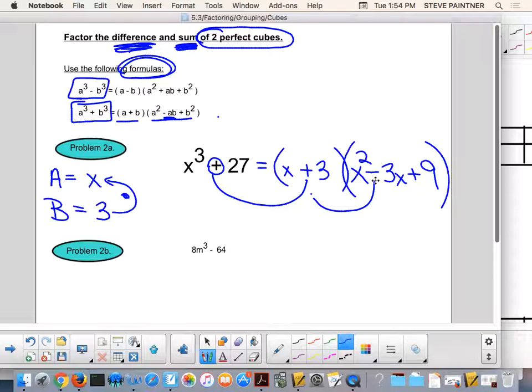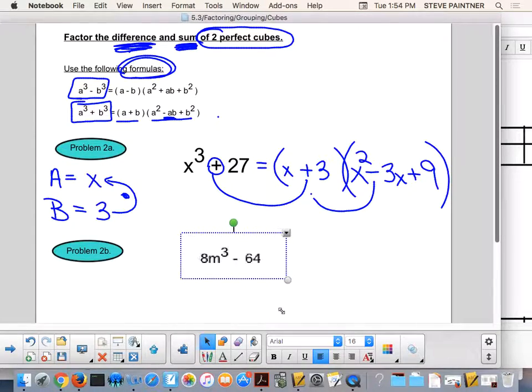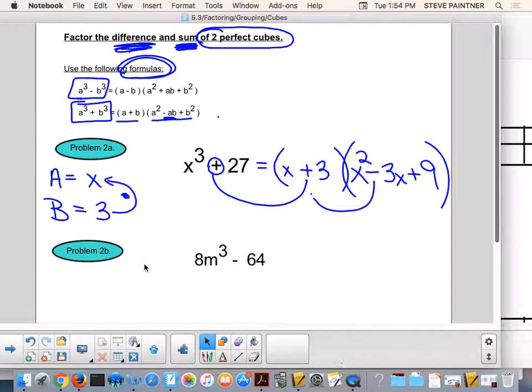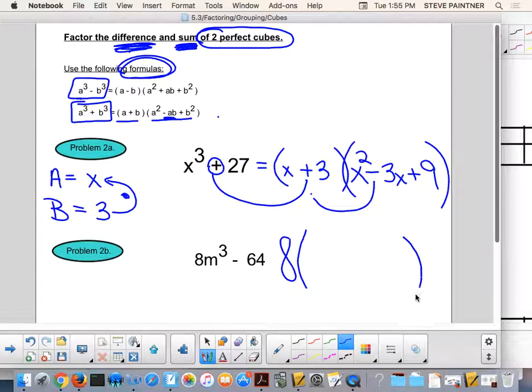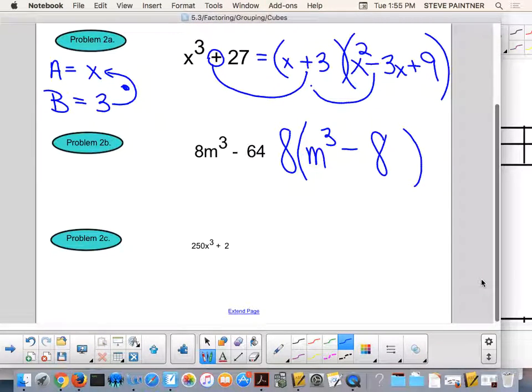You ready for this one? What's the first thing you do when you factor? No, don't find A and B yet. GCF. I never asked you the GCF here because I knew there wasn't one. What's the GCF? 8. So you put down an 8 times M cubed minus 8. Now look inside. Do you have the sum or the difference? Difference. You have the difference of two perfect cubes.